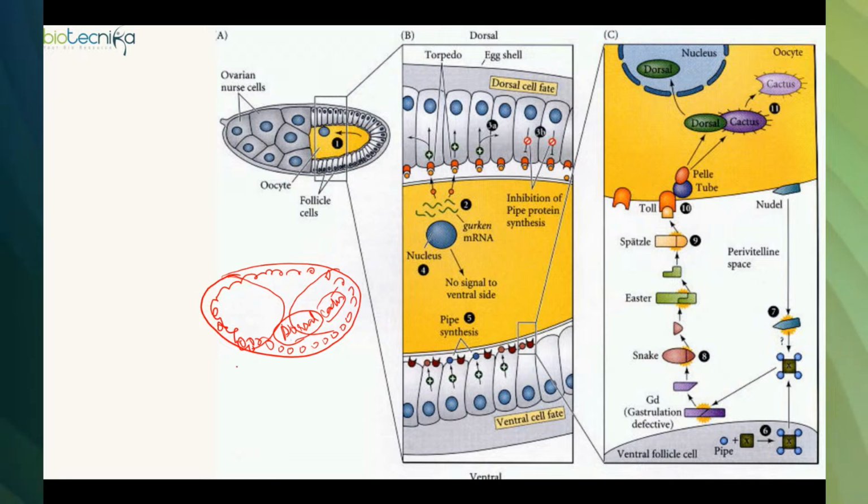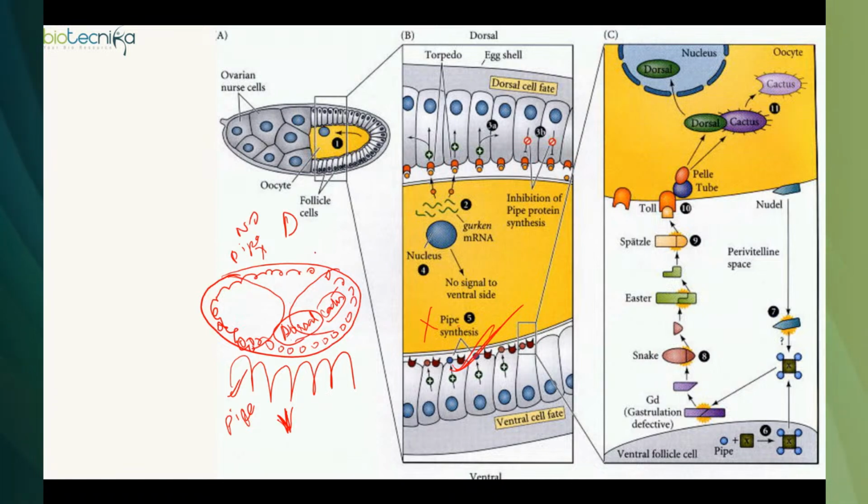All right. Now on this side the follicle cells are there, which have already got the ventral signal, by not receiving the Gurken signaling, right? They have the pipe protein synthesis. So they are destined to form the ventral. This side, pipe protein is present. Okay. And towards the future dorsal side, pipe protein is not there. No pipe. Because of which there is some signaling so that it will form dorsal.